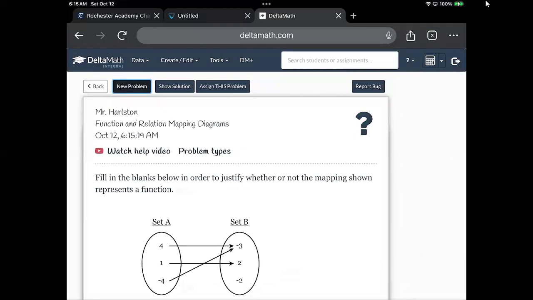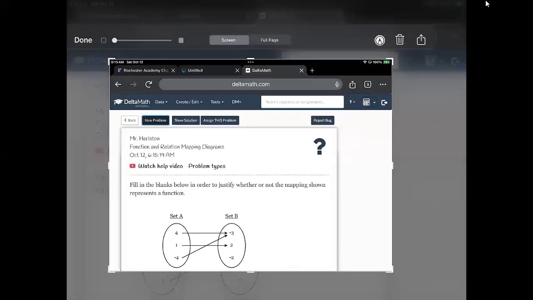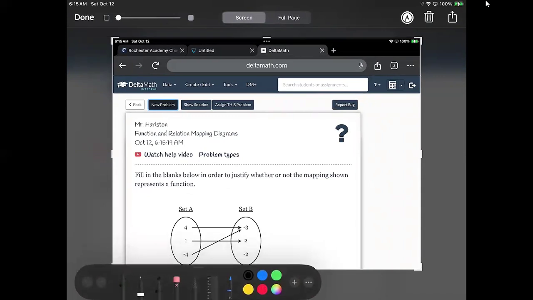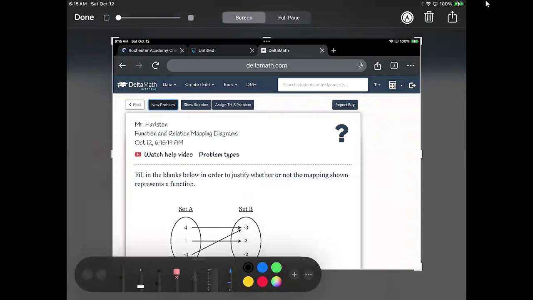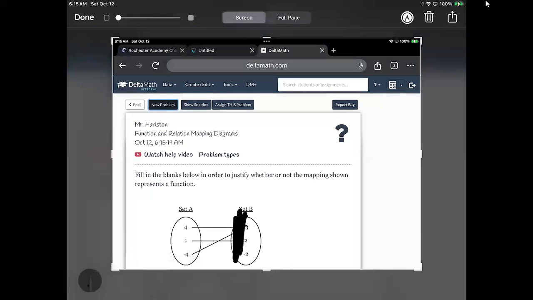This one, I'm going to take a picture again, and I'm going to do the same thing. I'm going to just erase this part because it doesn't matter. When we're trying to determine if something is a function, we don't need to look at the output set. We need to look at the input set. Does every input have one arrow coming at it? Yes, yes, yes. So this is a function.